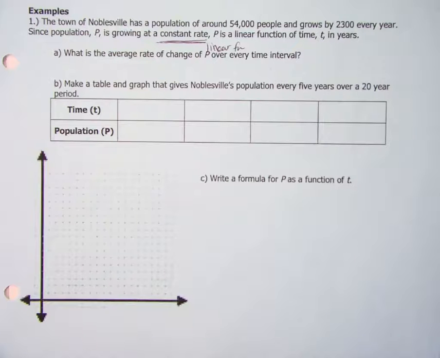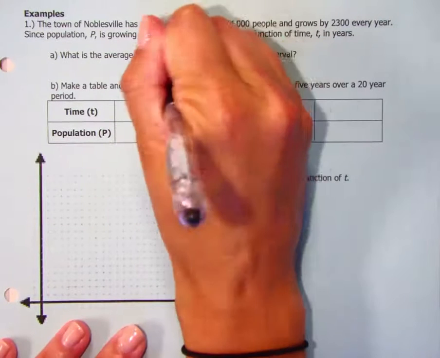Okay. What is the average rate of change of P over every time interval? So you are given this function here as a verbal description. So you only have two values here. Which of those describes our average rate of change? The 2,300, the amount by which our population grows per year.